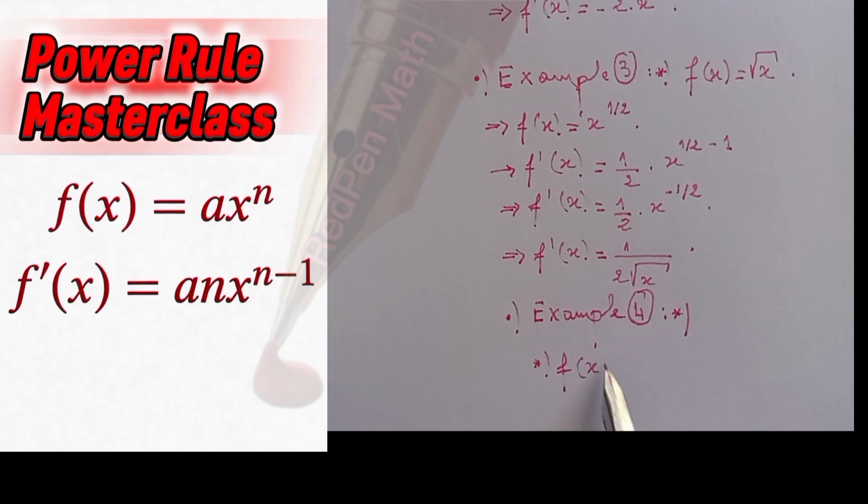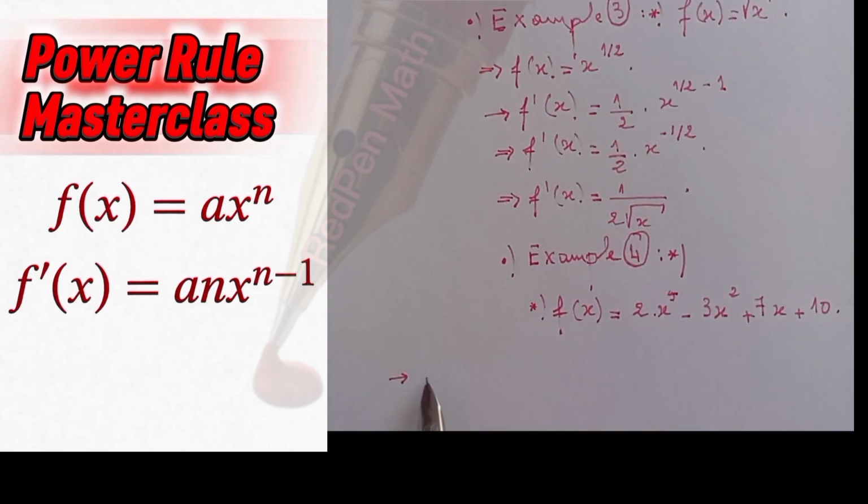Example 4. A polynomial with multiple terms. f of x equals 2x to the 5th minus 3x squared plus 7x plus 10. Differentiate term by term.